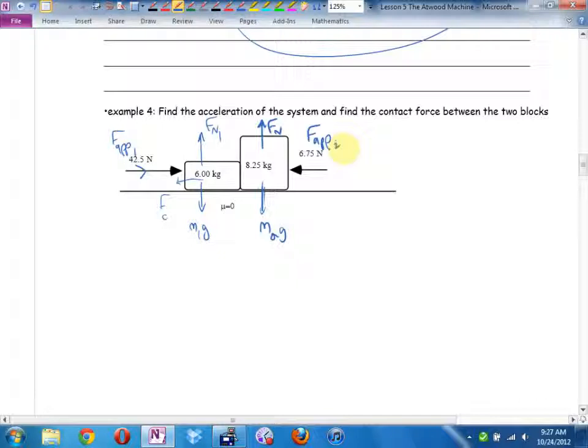I think so. So let's go FC. Are they the same FC? Convince me. Forces come in pairs. Mass 1 pushes against mass 2. Mass 2 pushes back exactly the same against mass 1. They have to be. It's Newton's third law.